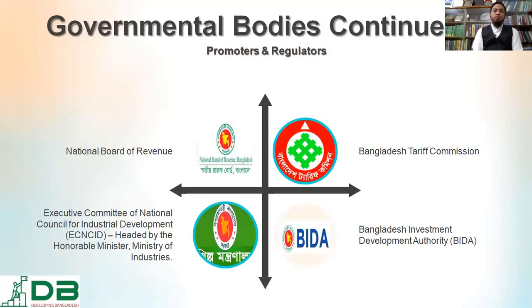Then we have the National Board of Revenue, the tax collector, the revenue collector, the customs and other regulatory reform institute, the National Board of Revenue. They are responsible for determining customs duty, income tax, corporate tax, all sorts of revenues. So this is another powerful body of the government which has a direct impact on the private sector of the country, on trade, investment, and commerce. The National Board of Revenue is mainly a regulator.